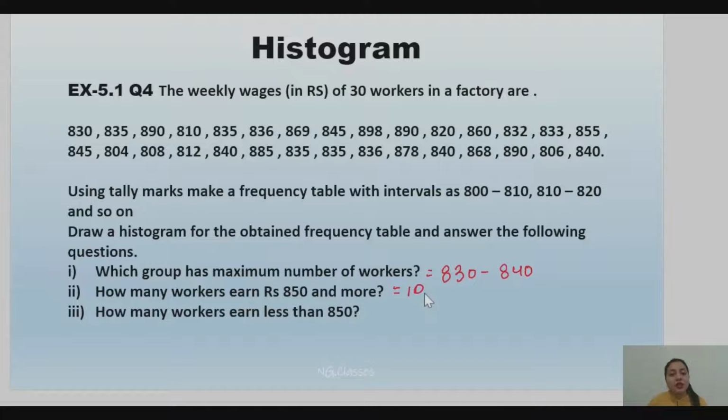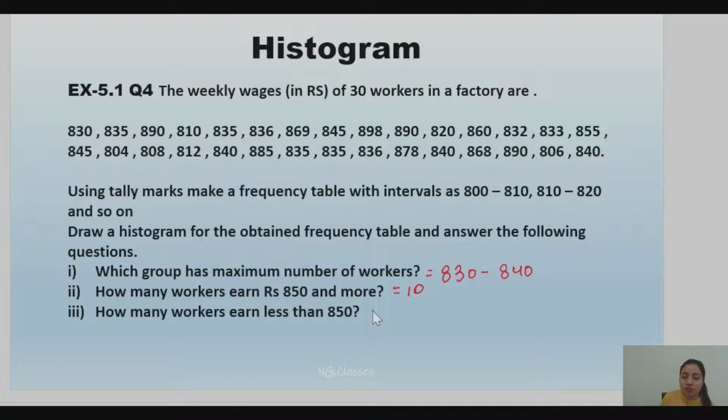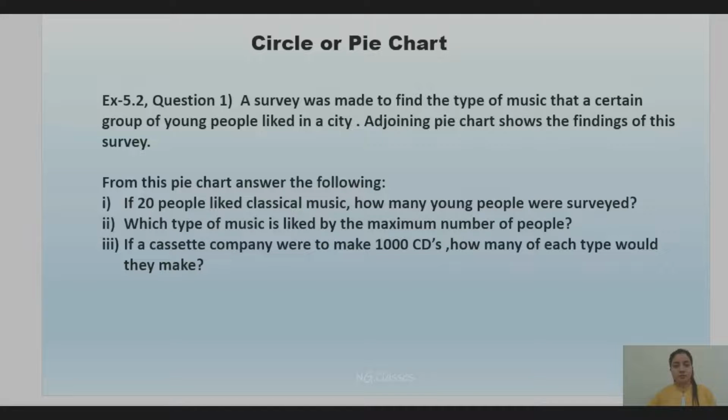Now how many workers earn less than 850? Check it. Less than 850, here 5, then 9, 14, 1, 15, 16, 17 and plus 3, 20. So less than 850, I am counting from here. Okay. So the number of workers is 20. And we solve our question.